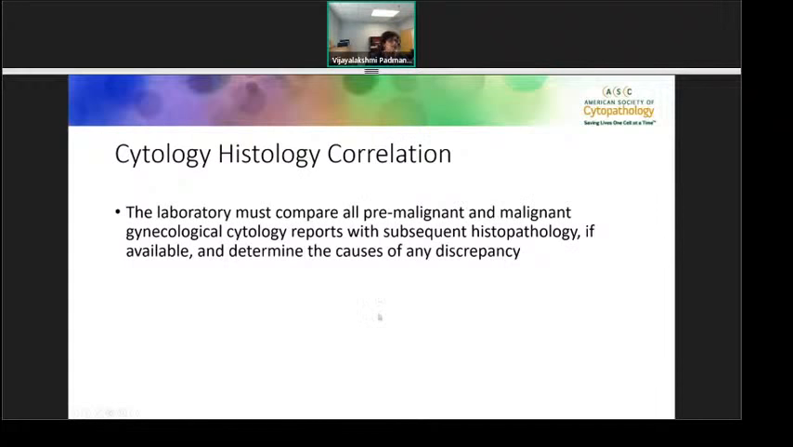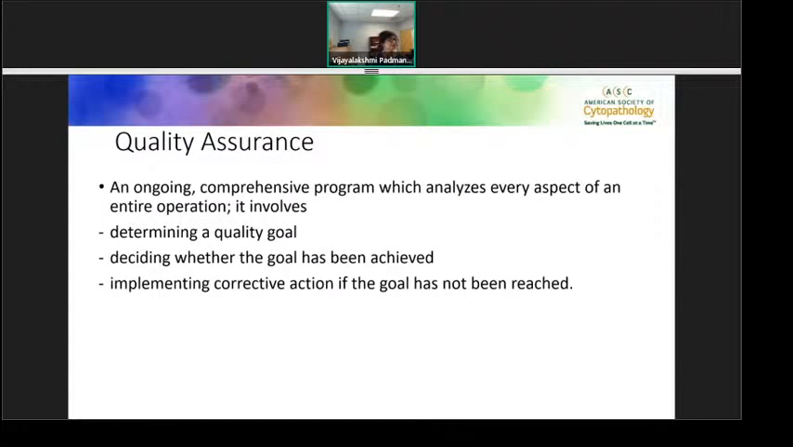The other thing, of course, is the cytohistocorrelation, which could be ongoing. It could be a little retrospective. We always compare all the pre-malignant and malignant GYN cytology reports with subsequent histopathology if available. And if it's not available, and you called something high grade, you want to write a letter to your clinician wanting to know what happened to this patient, if you don't have anything in your institution.